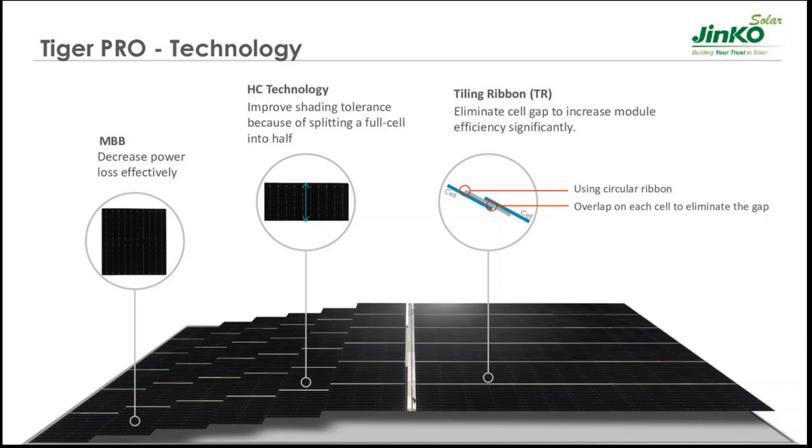We confirm this technology. We have multi-busbar technology in order to decrease the losses and the thermal effect internally. And we confirm the half-cell technology, which improves the shading tolerance, reduces the level of the current circulating, and improves the thermal coefficient effect. This is very important because those are key features in order to increase the energy yield of your plant. We will check in details later.